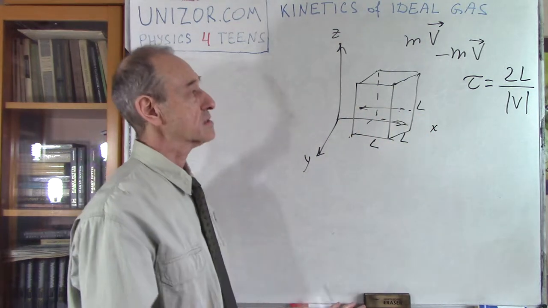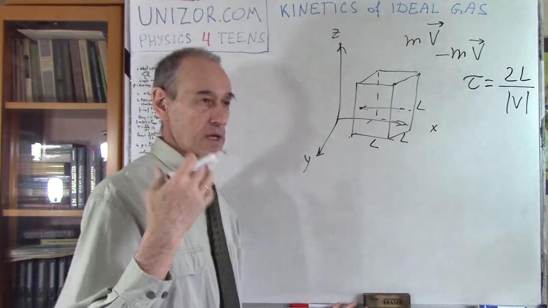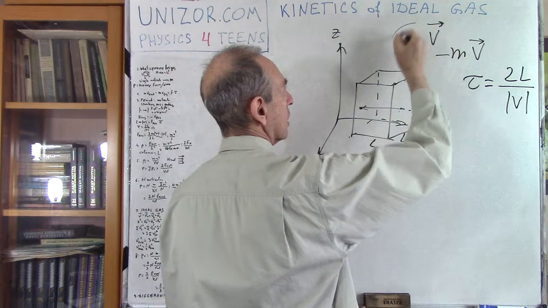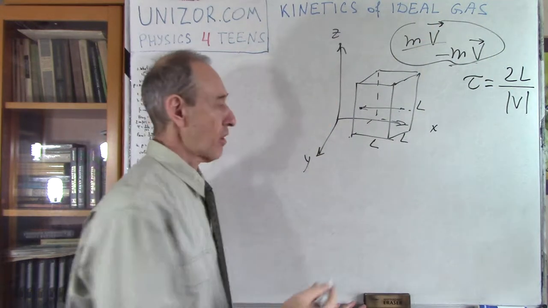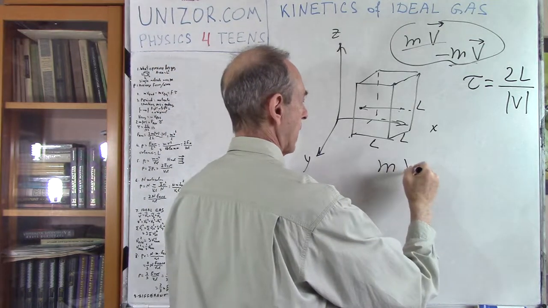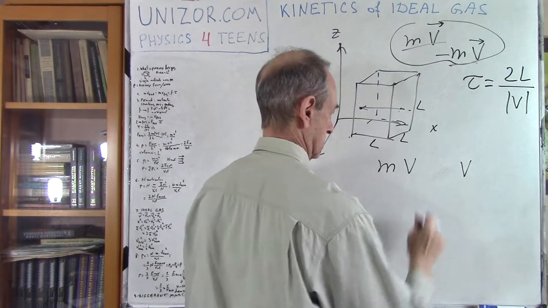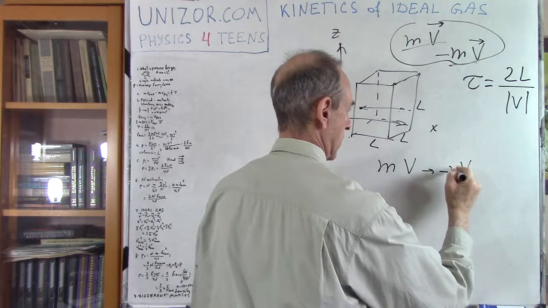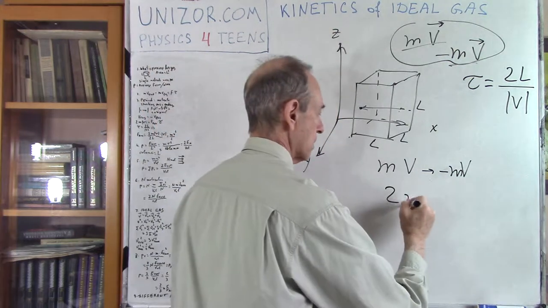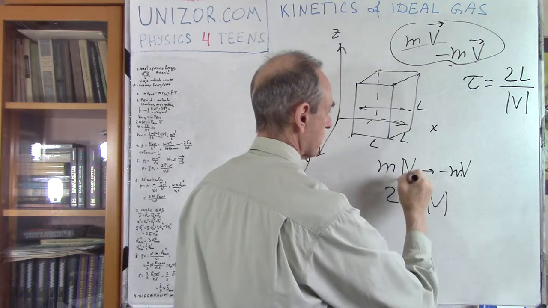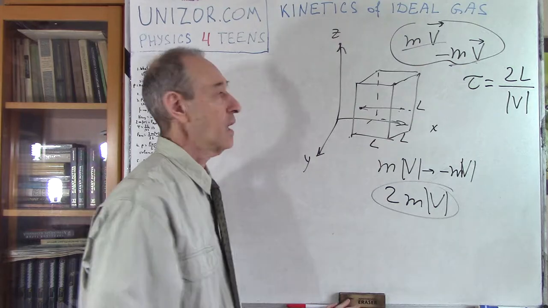Now, during this time, again, force is variable. However, let's just think about the variable force as acting to change the momentum from this to this. So in absolute terms, the momentum is changed from mv to minus mv, which means the momentum is changed by 2mv. Well, I'm talking about absolute value right now, not as a vector. So this is the change of the momentum.